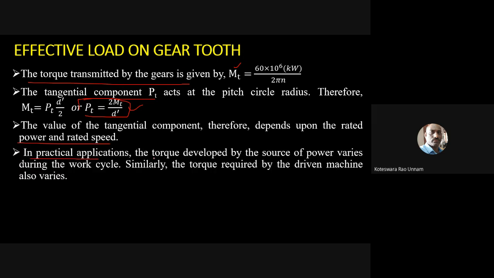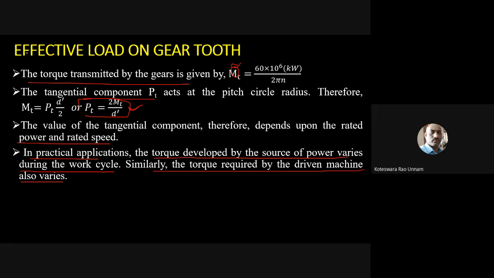In practical applications, the torque developed by the source of power varies during the work cycle. Similarly, the torque required by the driven machine also varies. So whatever M_t is there, it is going to vary from the source as well as from the sink. Where you are supplying the energy it is fluctuating, and where it is taking that energy it is also fluctuating. So if the torque varies, what happens to your P_t? Your P_t also goes on varying. It is not constant.